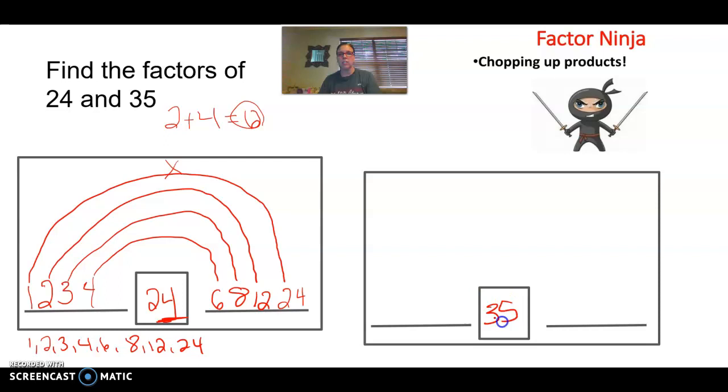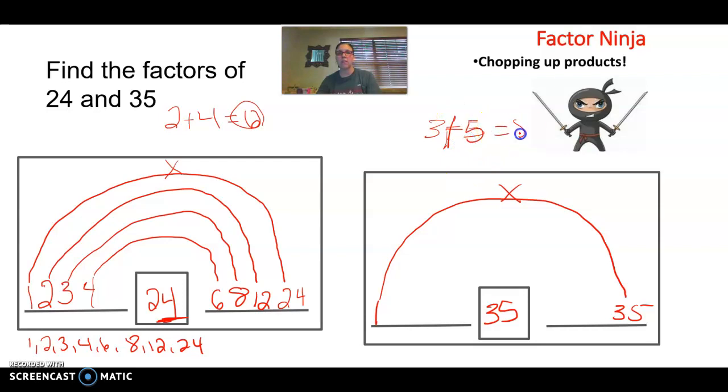Okay, so here we're going to do 35. We start with 1, all the way over. 1 times what gives me 35? Well, 1 times 35 gives me 35. 2 will not go into this because it is not even. Will 3? If you do 35 divided by 3, you'll see it will not go in evenly, or you can add 3 plus 5 and get 8. 3 does not go into 8.